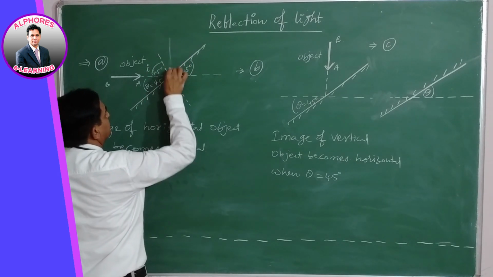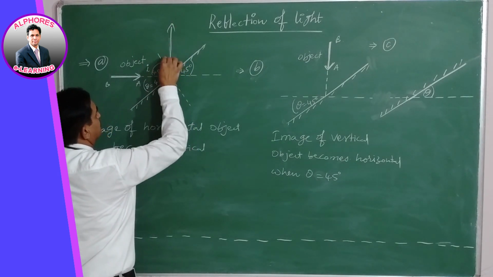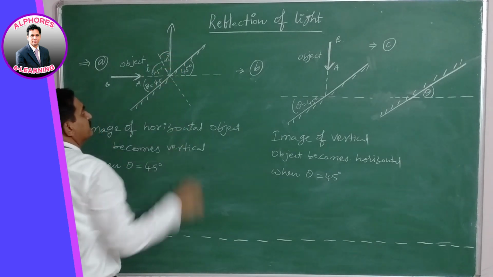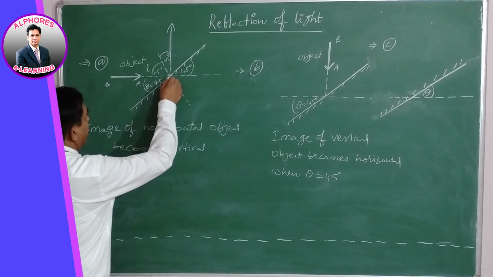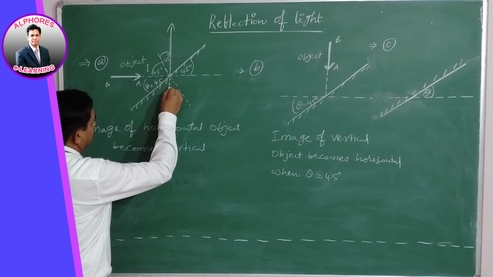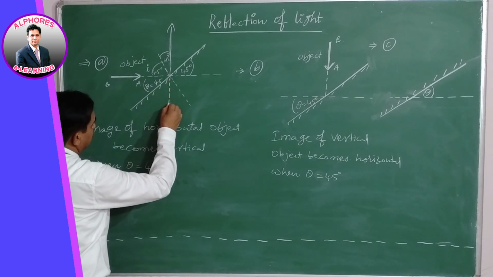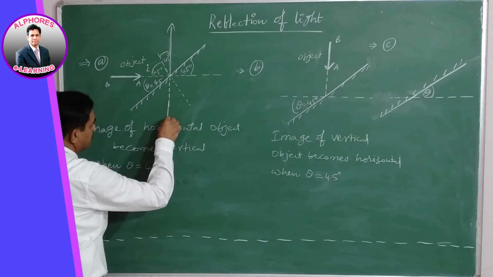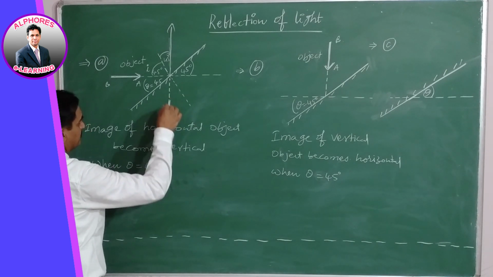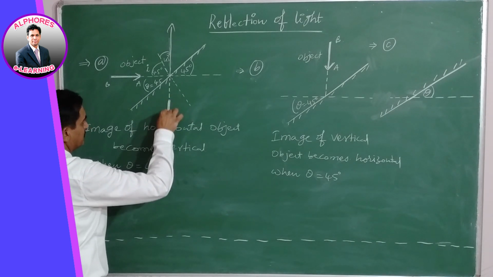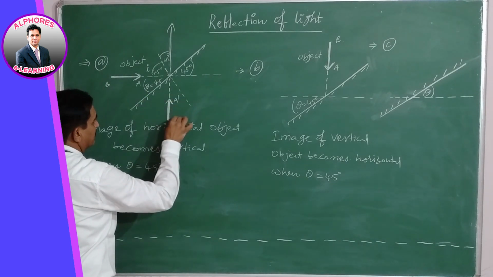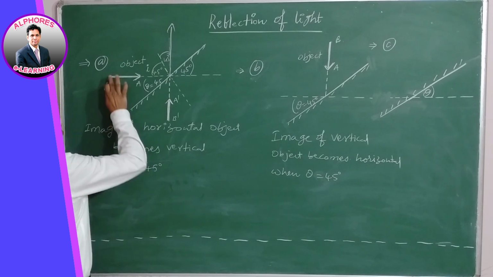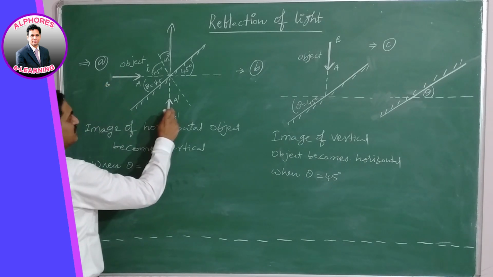The light is reflecting up. This is 45 degrees. When the light is reflected upward, if it is extended back, because it is giving a virtual image, its corresponding image we can see over here. This is the image of this object. This is A dash and B dash. So this is the object and this is the image.